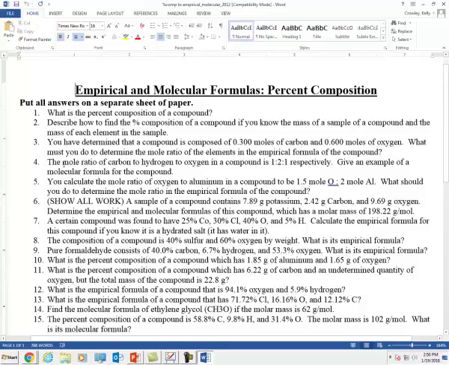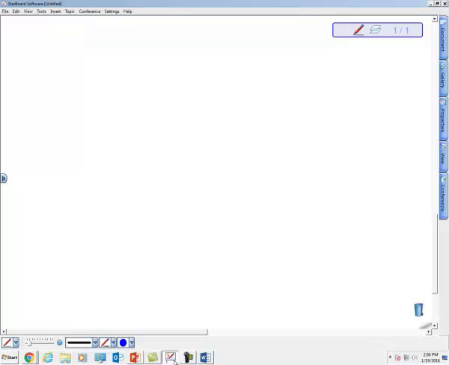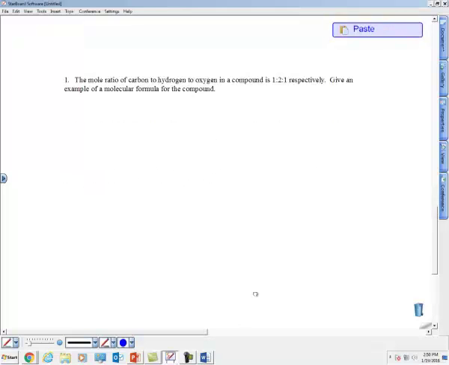Let's see, number 4. The mole ratio of carbon to hydrogen to oxygen in a compound is 1 to 2 to 1, respectively. Give an example of a molecular formula for the compound. Alright, so this is where I wanted to review something that was not covered in the PowerPoint. So I'm skipping 1, 2, and 3. Just make sure you have a little bit of room in your paper, and we're going to talk about this problem real quick.